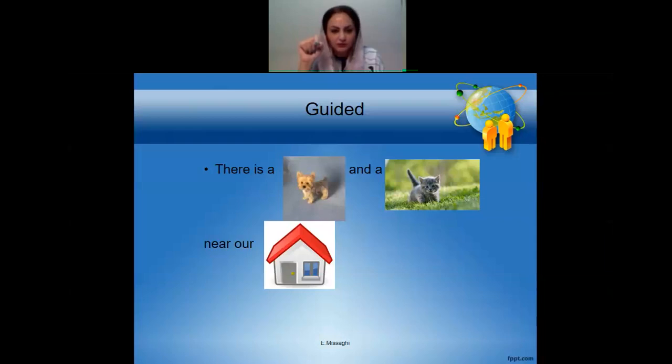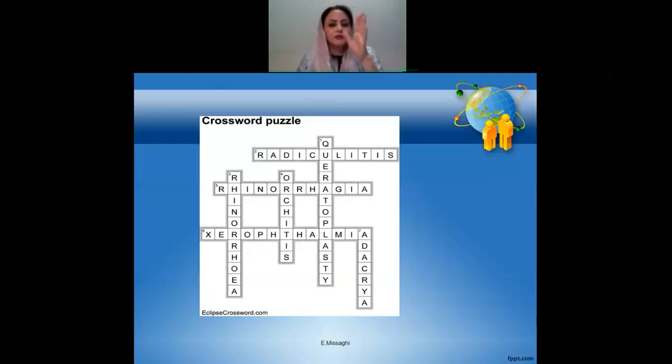A dog. No, I guess it's a puppy, or a small dog. And kitten, a kitten or a small cat near our house, near home. Yeah. Good. Crosswords puzzle.